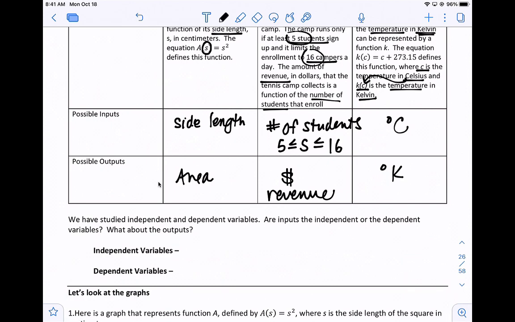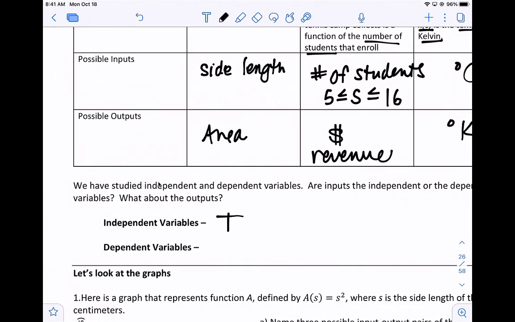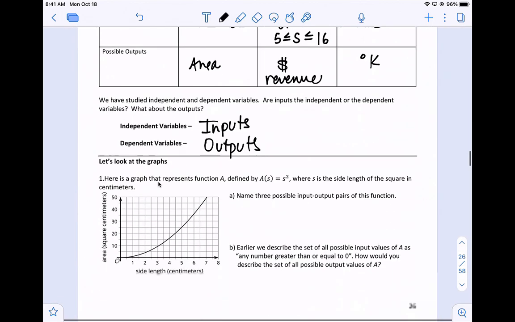We have studied independent and dependent variables. Are the inputs the independent or the dependent variables? The independent variables are the inputs. The dependent variables are the outputs. Let's look at the graphs.